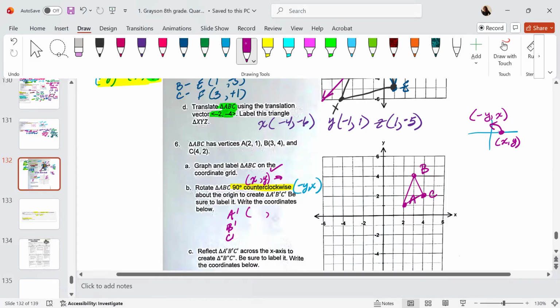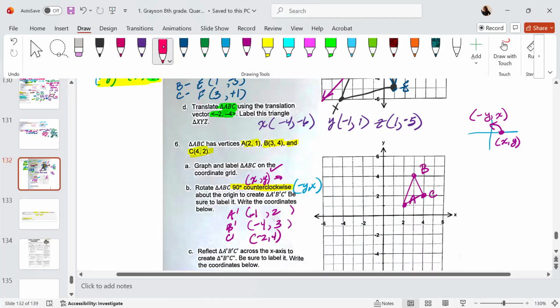So then what's your new A prime? Oh, hold on a second. No, you do have it. What's your new A prime? My new A prime is negative 1, 2. What's your B prime? Negative 4, 3. What's your C prime? Negative 2, 4.